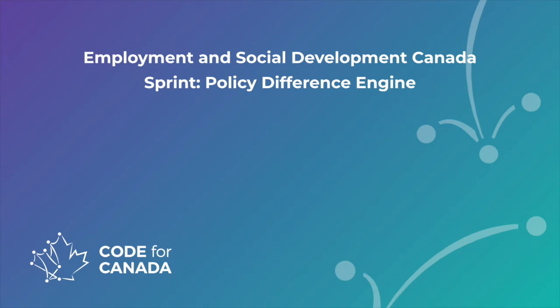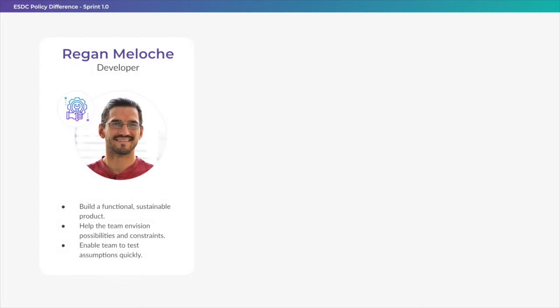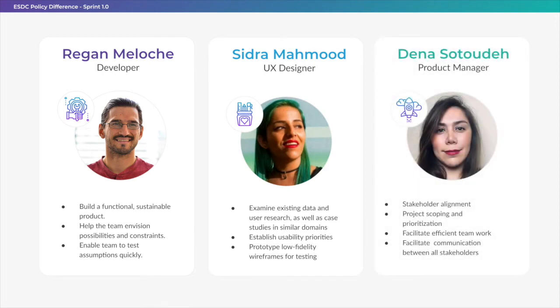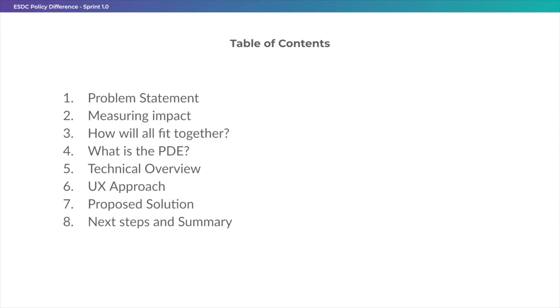We are the ESDC Team 1 and are working on the Policy Difference Engine. Talking about our team, I would like to introduce Reagan, our talented developer, Cedra, our creative UX designer, and myself as the product manager. Our aim here is to help you understand the problem statement we were given, the value and importance of the work we will be undertaking as part of this sprint and the bigger project we've been assigned. We will give you a technical overview, talk about our UX approach, and lastly, we will showcase our proposed solution and next steps.